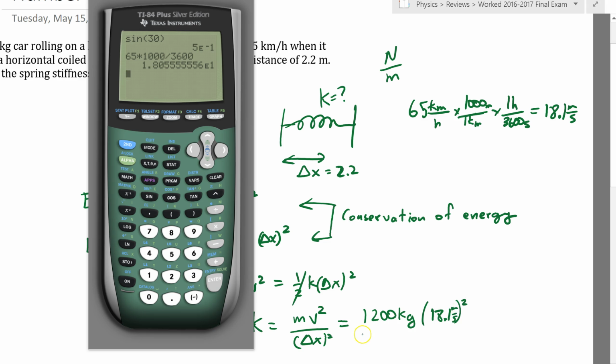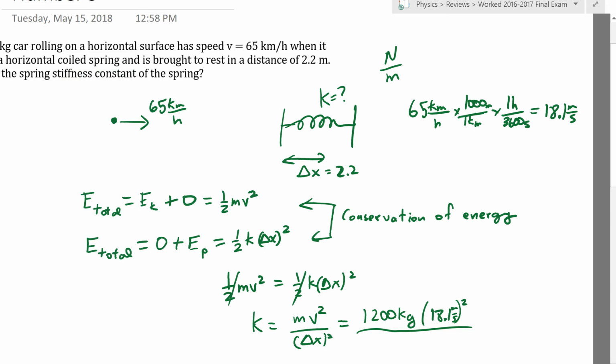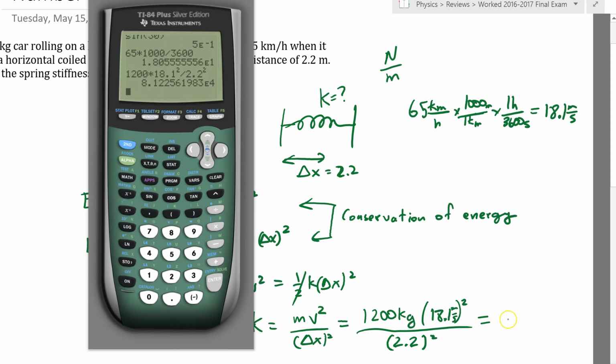The velocity is squared. You divide by the displacement of the spring, which is 2.2 squared, and all of this will equal 8.12 times 10 to the 4 newtons per meter.